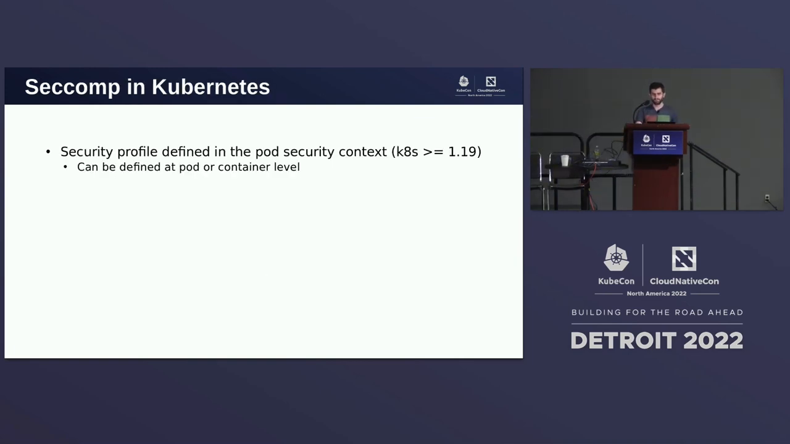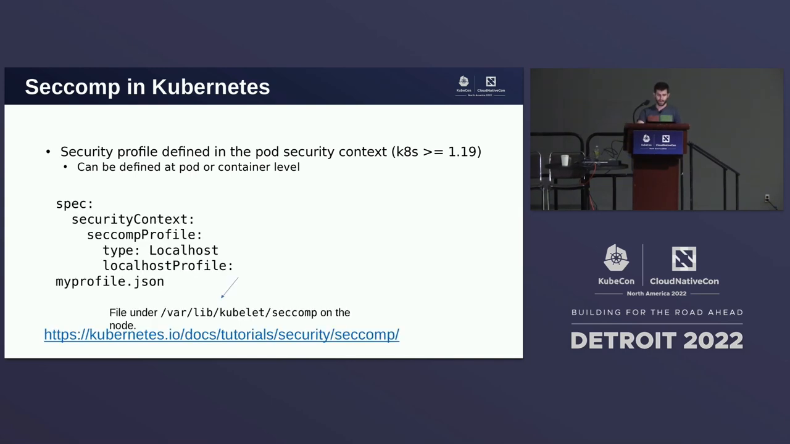In Kubernetes, we can define those profiles in the pod security context. This is from Kubernetes 1.19. Before, it was also possible, but it was defined by using an annotation on the pod, which is now deprecated, so I'm not going to talk about that today. We can configure the seccomp profile at the pod or at the container level, so we can have the same seccomp profile for all the containers in the pod, or different seccomp profiles for each container.